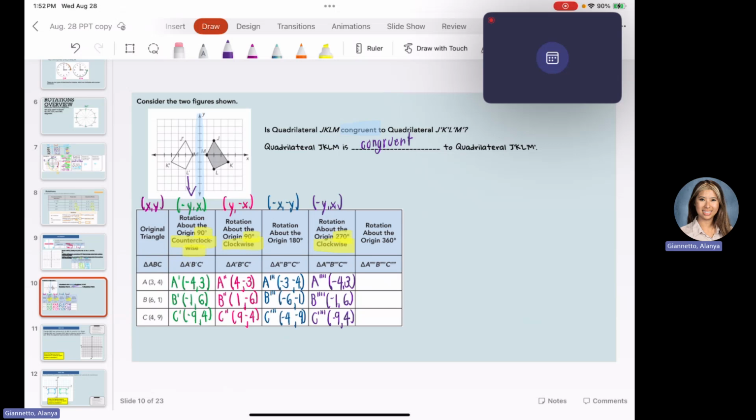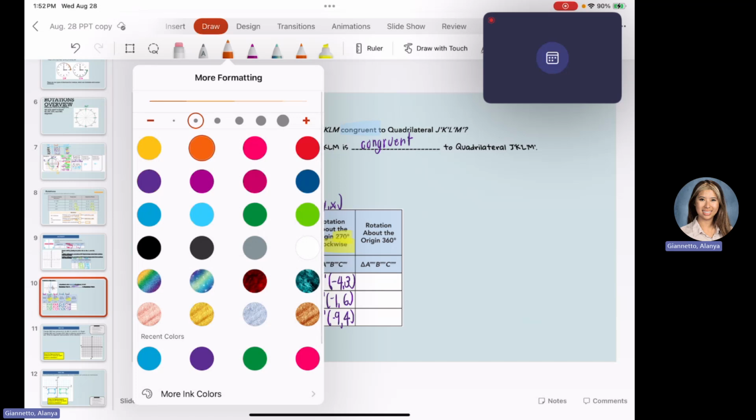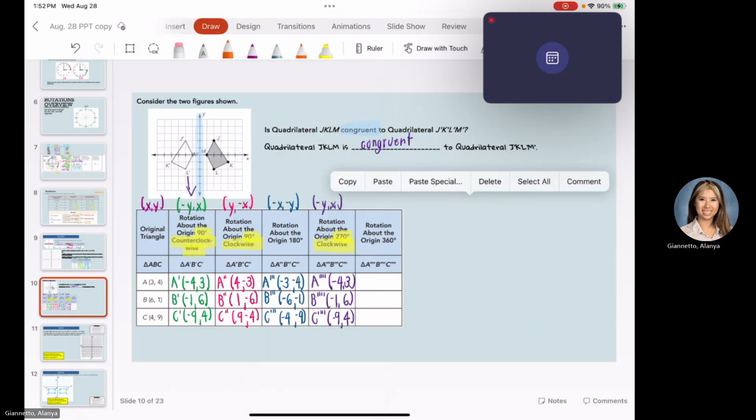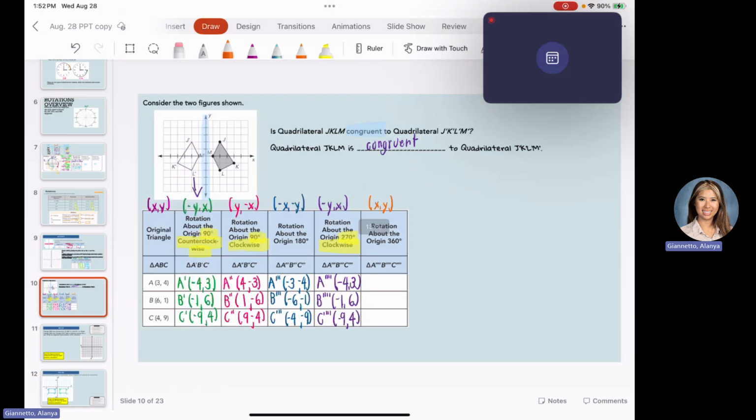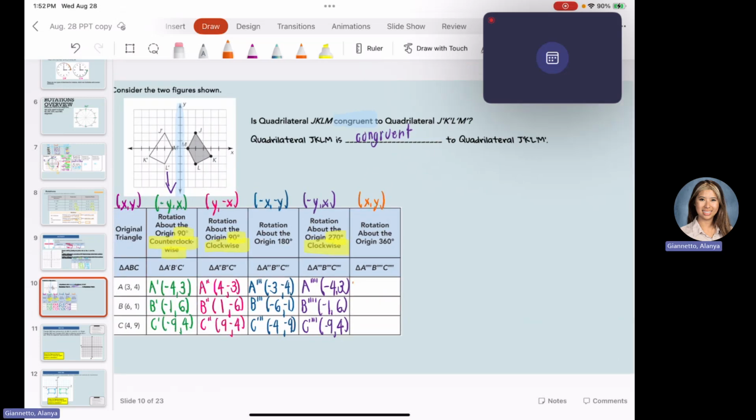So for our last one, rotation about the origin 360 degrees. So we know that that one's very special because a 360 rotation results in the exact same position as to where it started, right? So it's just going to be x, comma y. So A with 1, 2, 3, 4, 5 primes is just going to be at 3, comma 4. B with 5 primes is just going to be at 6, comma 1. And C with 5 primes is just going to be at 4, comma 9.